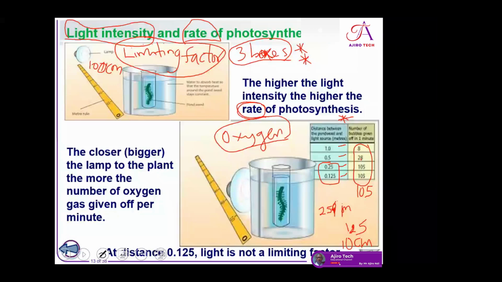That means some other factor is limiting. They could ask you to mention two other factors that could be limiting in this experiment as it is now. If further increase in light does not increase the rate of photosynthesis, what do you think is limiting in this experiment? Since we have established that at this point light intensity is no longer a limiting factor for this particular experiment, what other factors could be limiting?